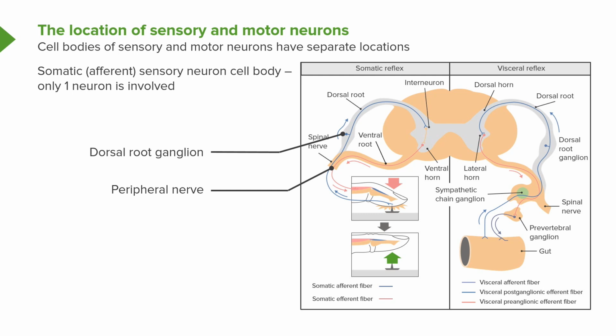And there it can interact with the motor neuron in the ventral horn by a simple interneuron and create the reflex arc. So when you prick your finger, sensory information goes in through the dorsal root via the sensory neuron, interacts very quickly with the motor neuron from the ventral horn, and then that motor neuron innervates skeletal muscles to remove your finger.